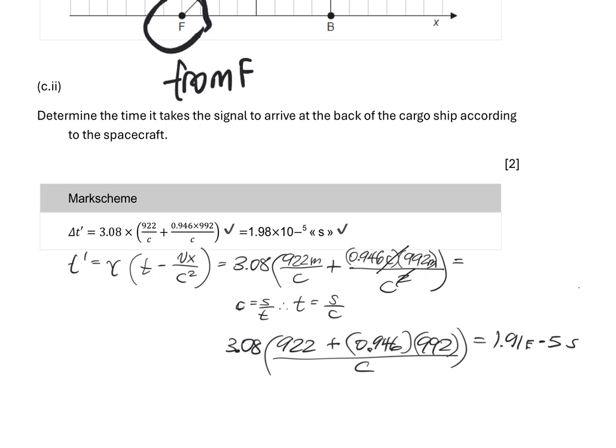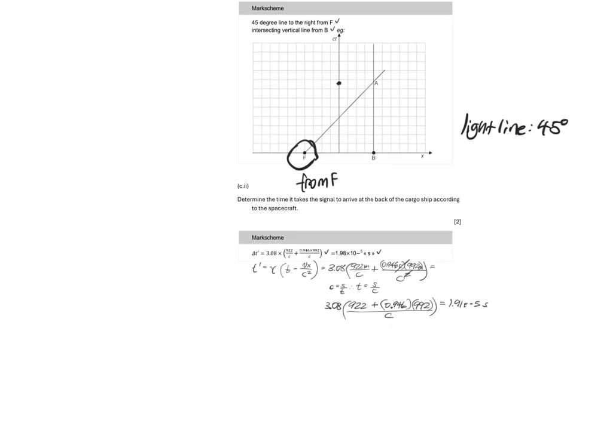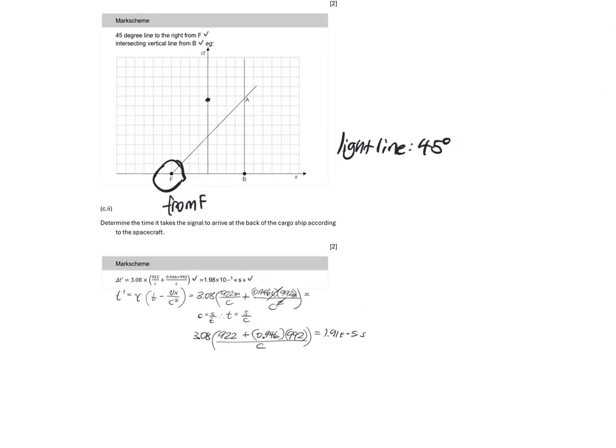Why did I get a different answer than the mark scheme? Let's check this out. And yeah, I still get 1.91 times 10 to the negative 5, and I'm using the same numbers as in the mark scheme. I wonder if they are wrong, or if I made a mistake somewhere. Well, the setup is correct. And so that is the time it takes the signal to arrive at the back of the cargo ship. So there we go.